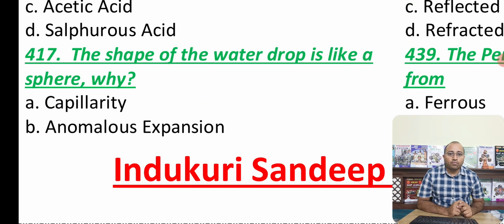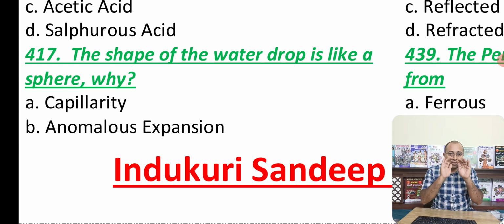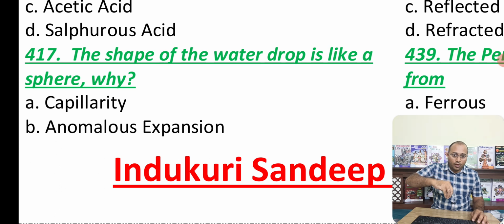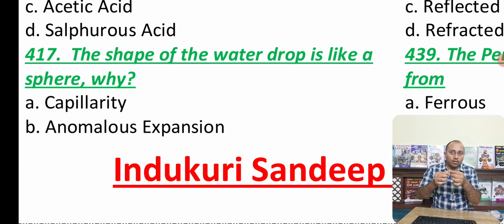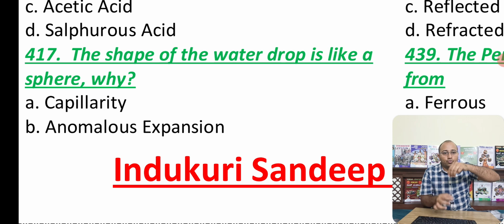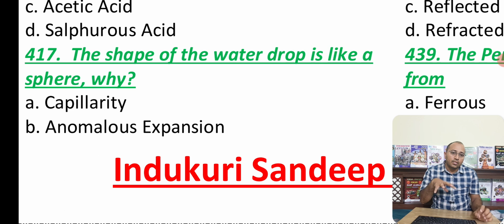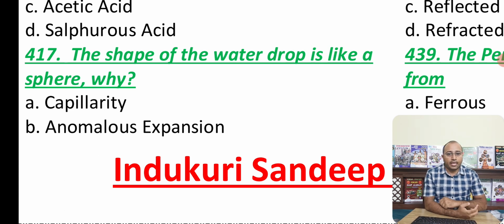Now, the shape of a water drop is like a sphere. Why? You should know about the water droplet's shape. It is because of capillarity. Before, we used to use lanterns made with cotton or cloth. Once we light it up, the kerosene will be sucked up by the wick. That is the capillarity action.